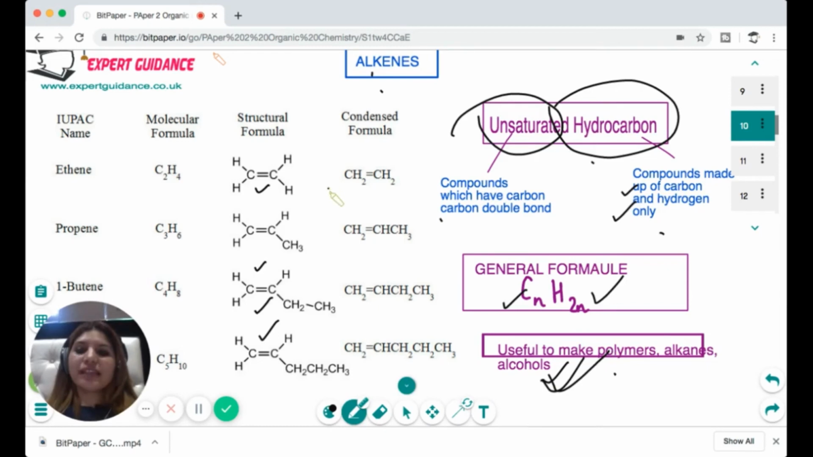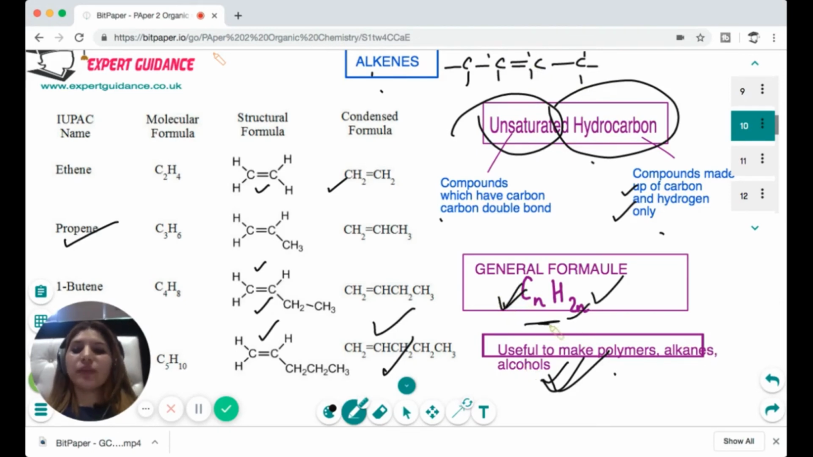So it always starts with ethene, then propene, then butene, and pentene. So you draw the number of carbons, put double bond, and remember each carbon can make 4 bonds. So fill the rest of the valencies of the carbons with hydrogens, and you will see that the carbon and hydrogens will be in the ratio 1:2.